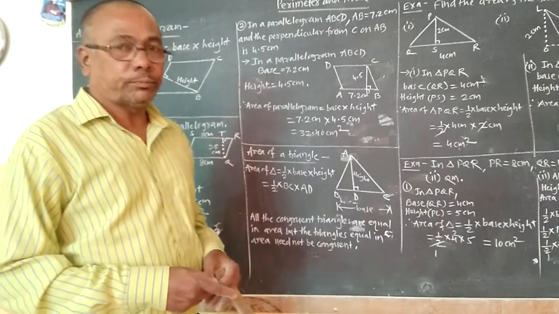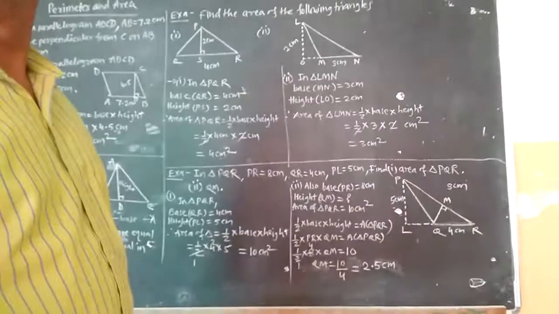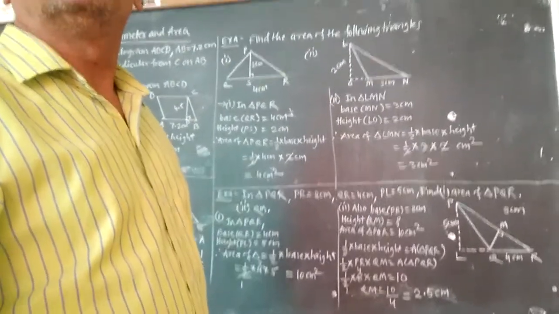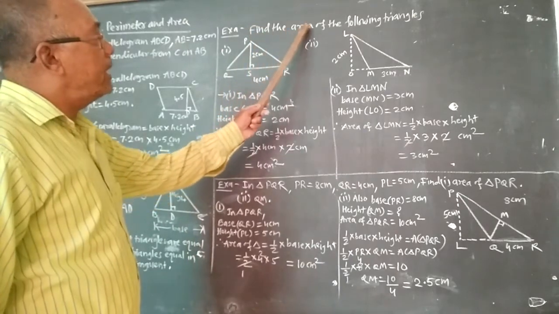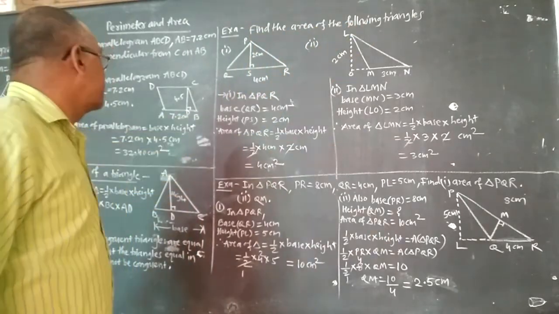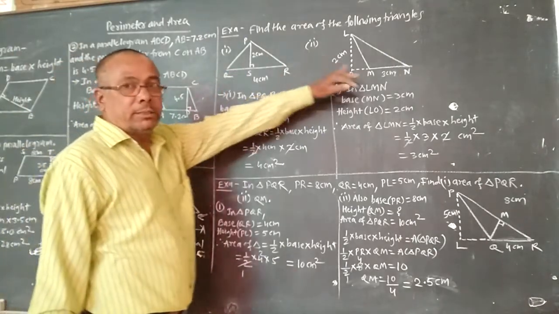And now we will solve some examples. Here it is given: find the area of the following triangles. Here two triangles I have drawn.